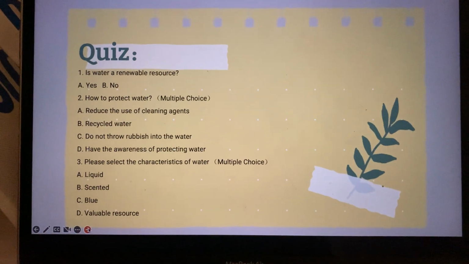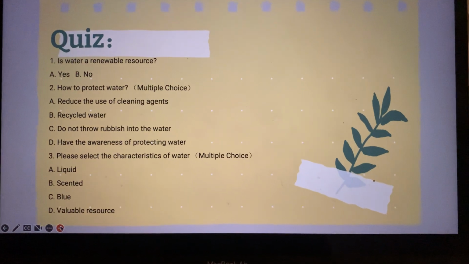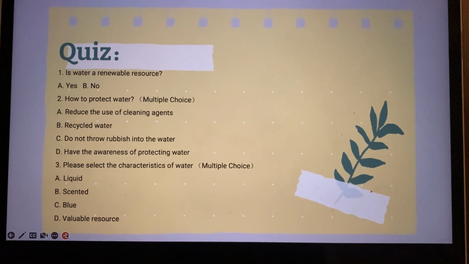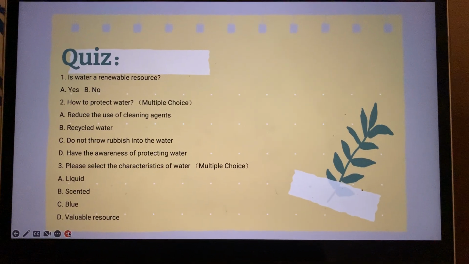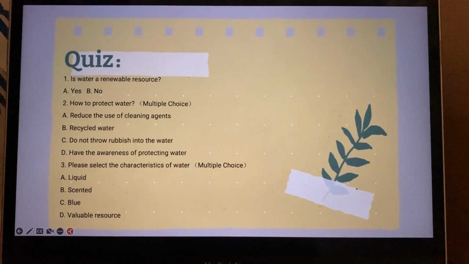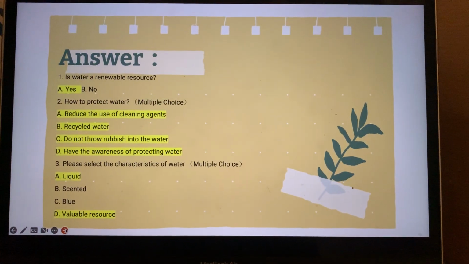So at the final part of this microlesson, I will prepare a quiz for you and you can test yourself. And this is the answer.